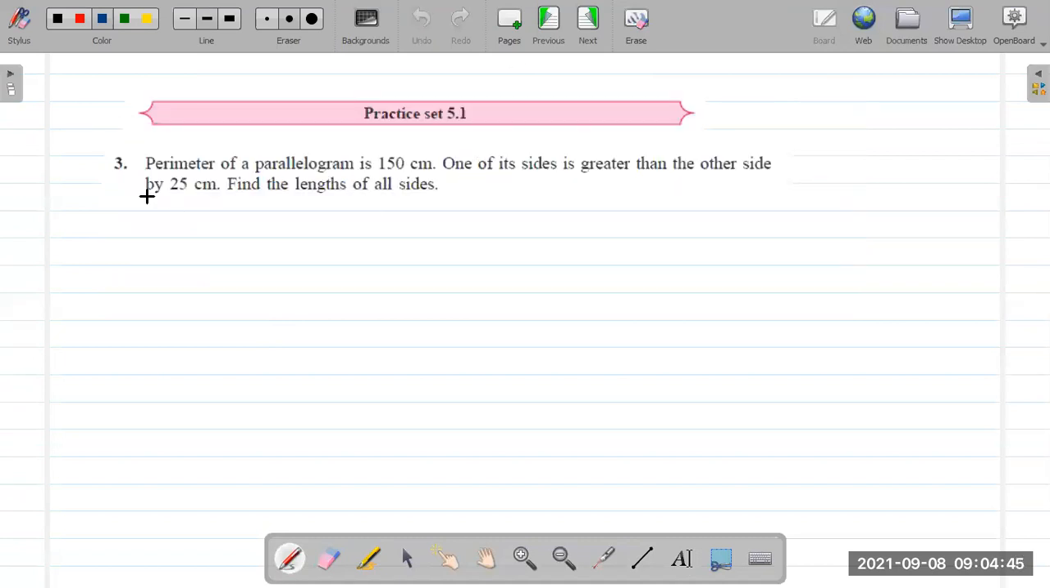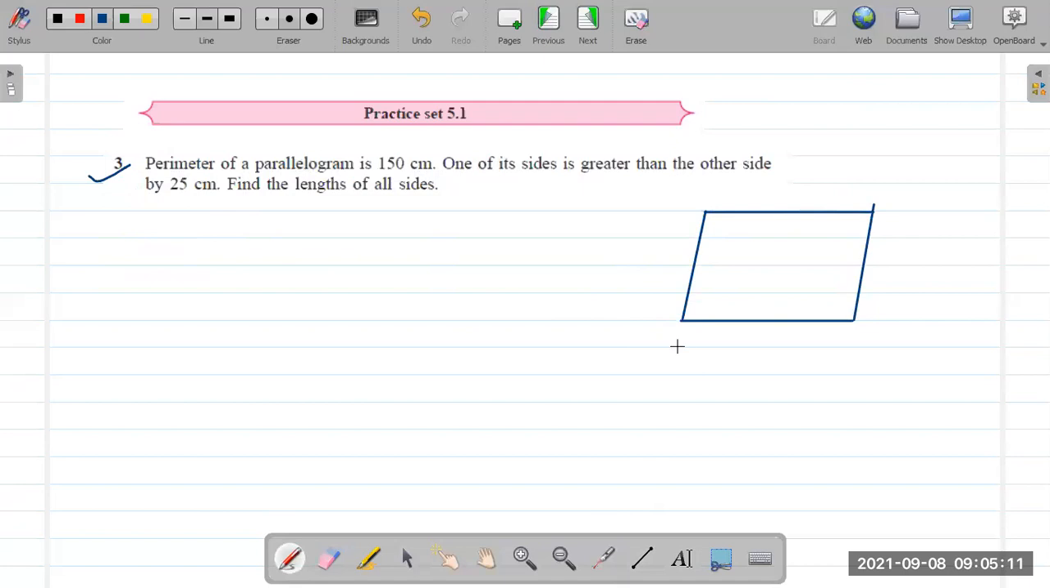In yesterday's class, we completed two questions. Let's continue with the third one. Perimeter of a parallelogram is 150 centimeters. One of its sides is greater than the other side by 25 centimeters. Find the lengths of all sides. Now, here we start by drawing a parallelogram first. Draw one and label it.